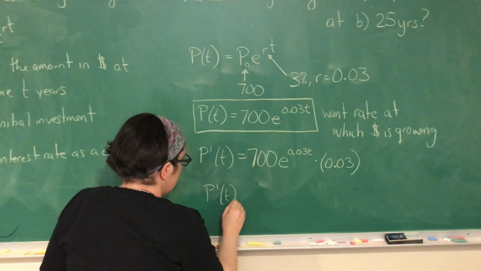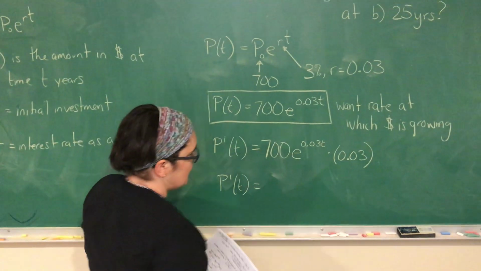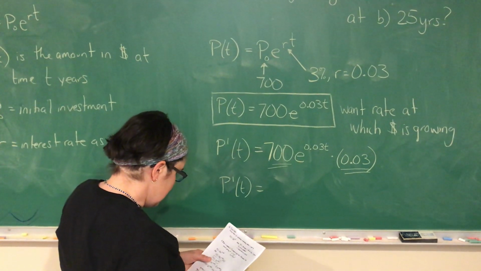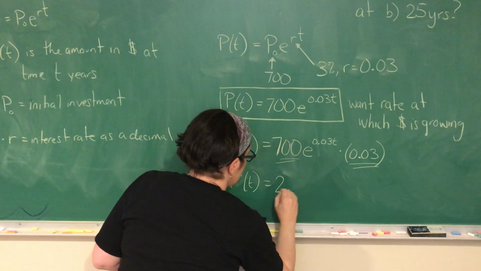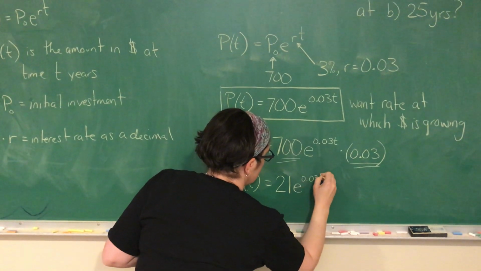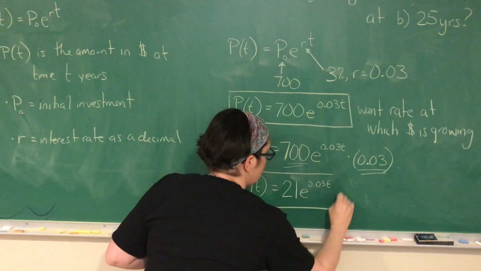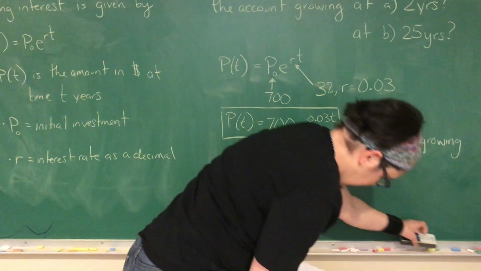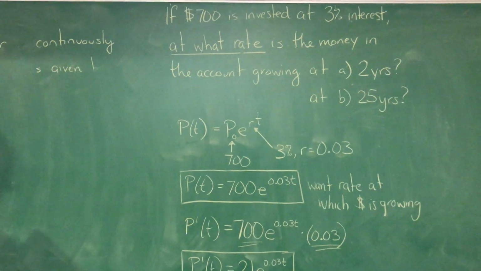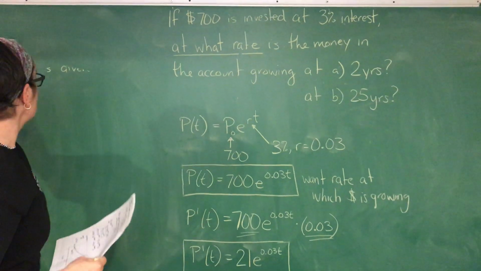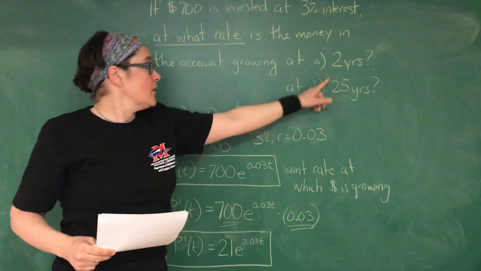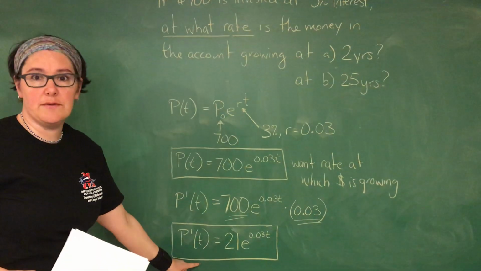I'm going to clean this up just a little bit. I can multiply the 700 and the 0.03, and you should double check this, but when I did it on my calculator, I got 21. So I have 21 e to the 0.03 t. So this is our derivative. And now we want to answer the questions, which is, what is the rate of growth of our money at 2 years and at 25 years? So we're going to be plugging 2 in for t into our derivative.